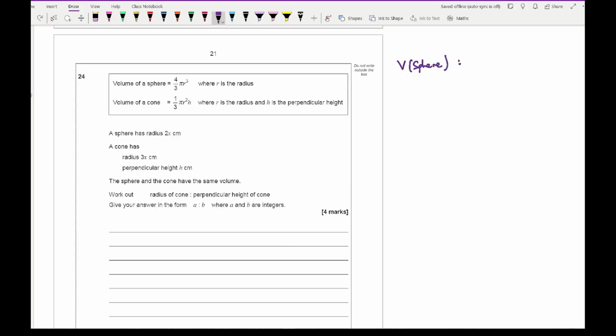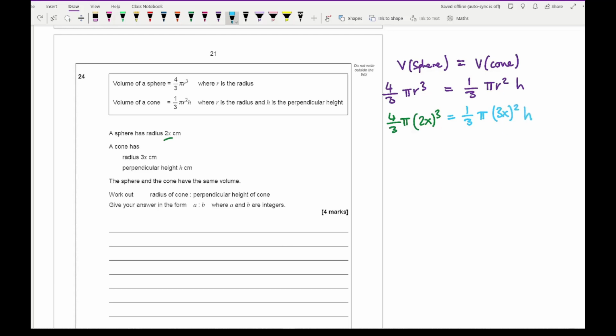It says that they're both the same, so the volumes are equal. So let's look at substituting these values in. So I've got 4/3 pi r cubed equals 1/3 pi r squared h. Now we know what the radius of the sphere is, so if I substitute this in, I've got 4/3 pi (2x) cubed equals 1/3 pi, the radius of the cone is 3x, squared times h.